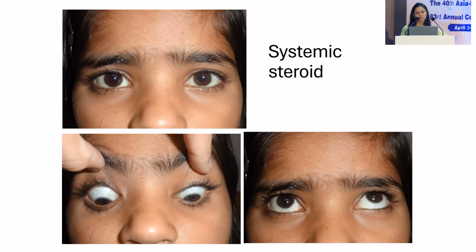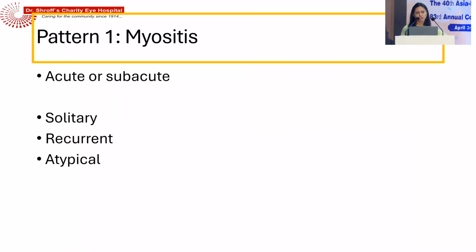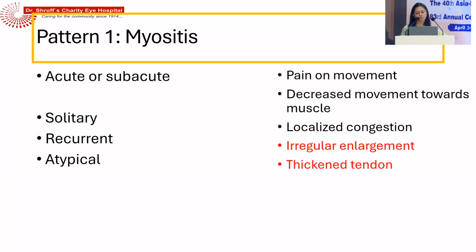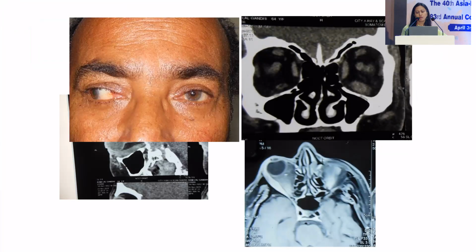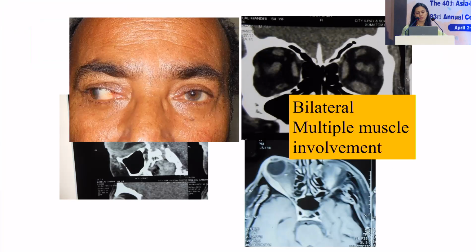So we can see after steroid the movement has become better. So it indirectly confirms the diagnosis that it indeed is a myositis. Myositis can be acute or subacute in presentation, could involve one muscle or multiple, can be atypical also, but the unifying feature is the irregular enlargement of the muscle which does not spare the tendon, unlike in thyroid eye disease where usually it's a tendon involvement.